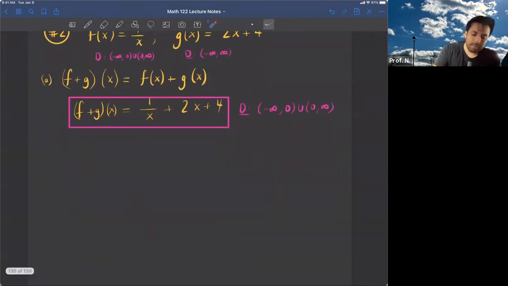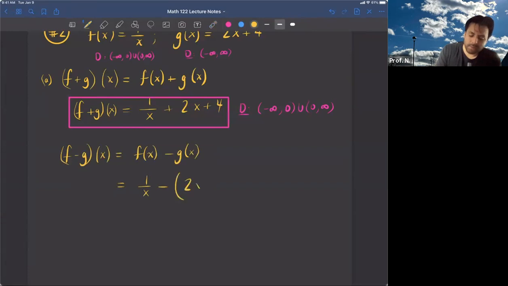So that's part A. And then I keep on continuing with this, right? I do f minus g. What is f minus g? This gets kind of repetitive here. F of x minus g of x. So this becomes 1 over x minus parentheses. Make sure you put parentheses around the 2x plus 4. Distribute the negative and I get 1 over x minus 2x minus 4. That's f minus g of x.